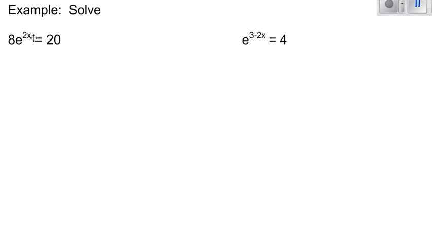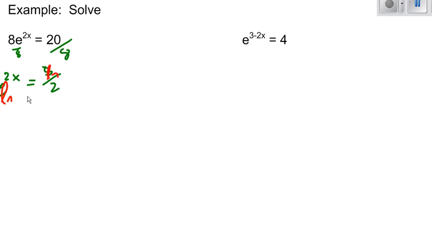Alright, a couple more examples here. Now first you need to remember that you need to isolate the exponent. So this 8 needs to be moved first. Since it's 8 times, we need to actually divide by 8 on both sides. That will reduce to 5 over 2. And then since it's e, we need to do log base e, which is natural log, so natural log both sides.